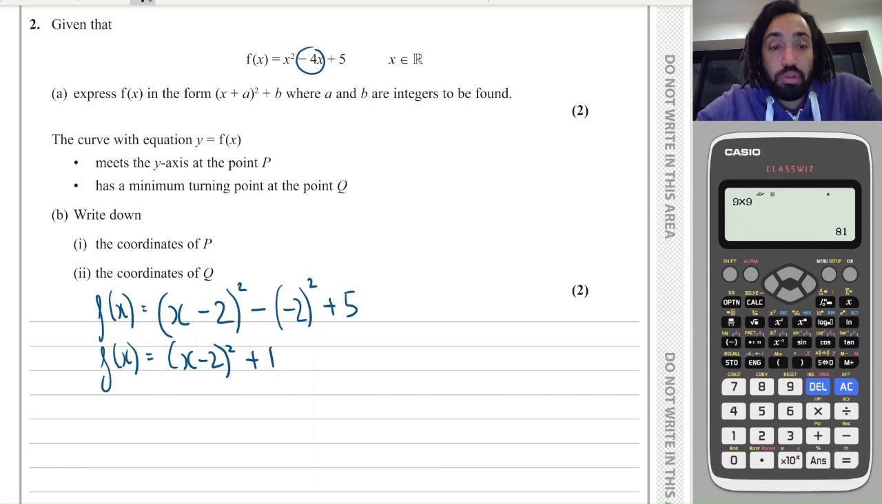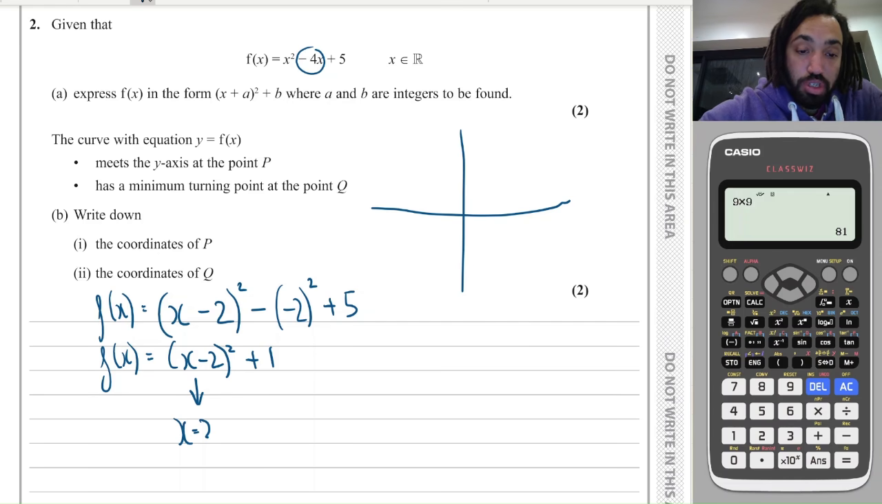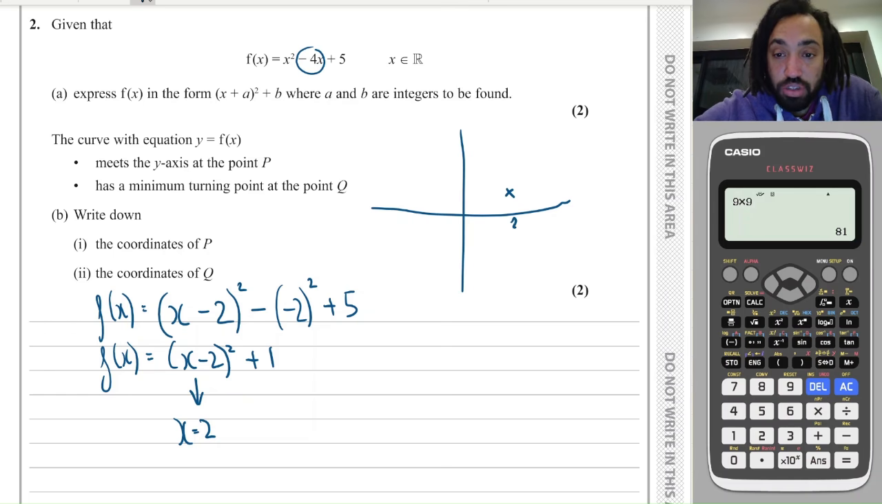And it says the curve with the equation y equals f of x meets the y-axis at the point P, and it has a minimum turning point at Q. So let's just quickly give it a sketch of what the graph is going to look like. Well, the turning point is the solution to this bracket. So x equals 2 would make that bracket 0, and that's the smallest we could possibly make f of x because that bracket is squared, so I can't make it any smaller than 0. And that would therefore give me 2 there, and if that bracket was 0, then plus 1 would give me just 1 for the value of f of x. So that is the coordinate 2, 1.